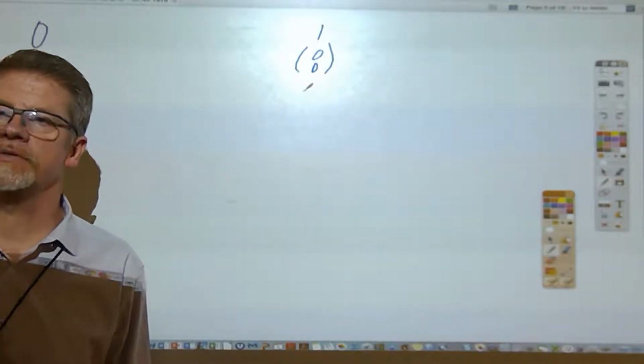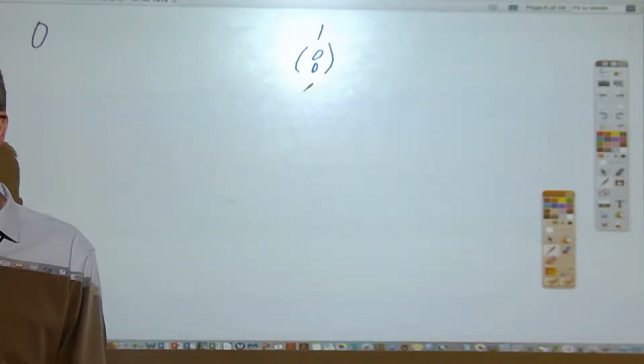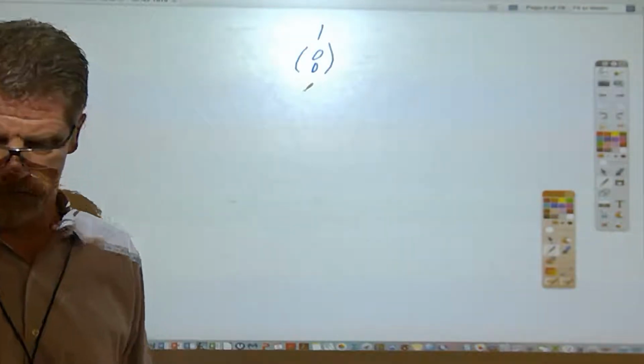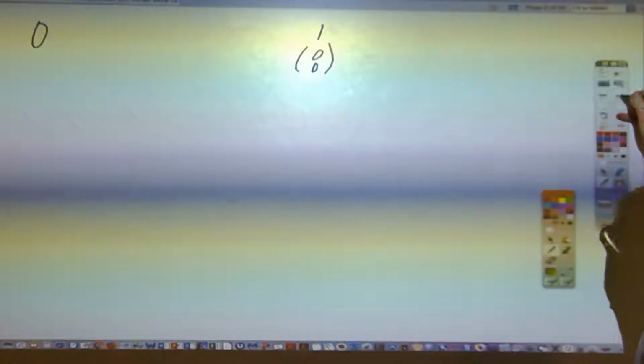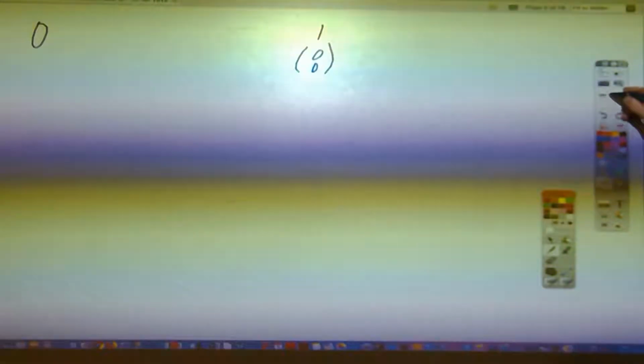Yeah, Andrew. Just a quick question on the last problem. What if you had the probability of x is greater than or equal to 3? What would you do there? Okay, so Andrew's asking just a super question.